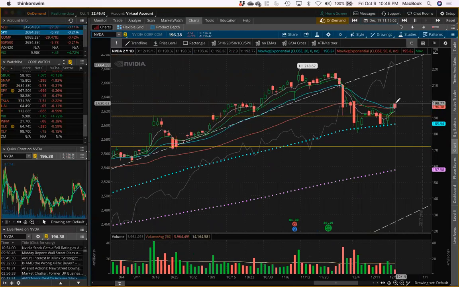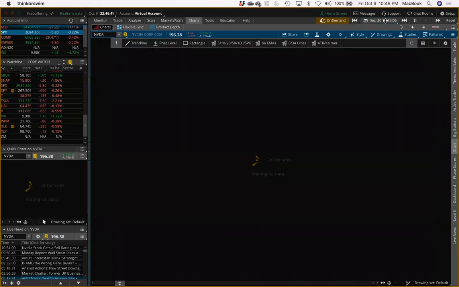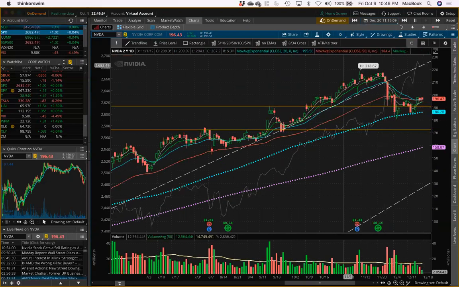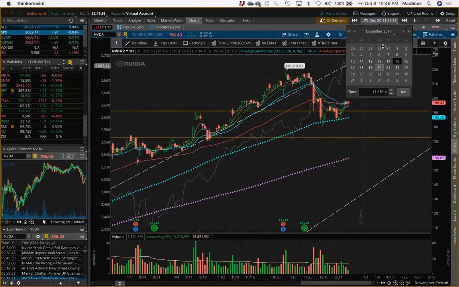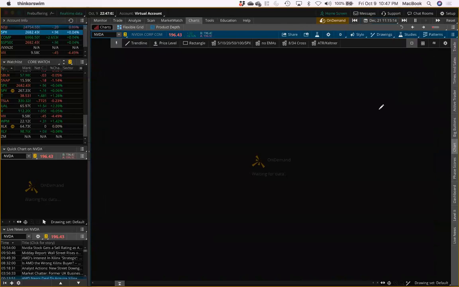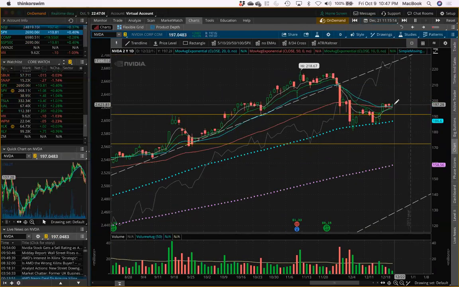Ooh. Stopped and closed at the 50. December 20th at 11:15. Stopped and closed at the 50 again. Look at that. Let's look for a green candle. Green candle. Oh, Doji. What are you doing to me, NVIDIA?